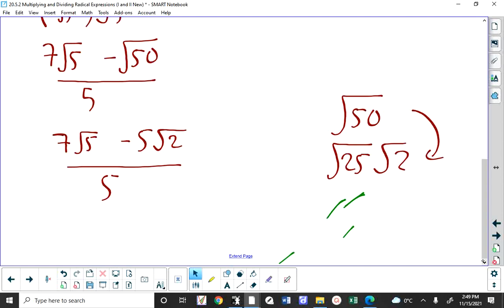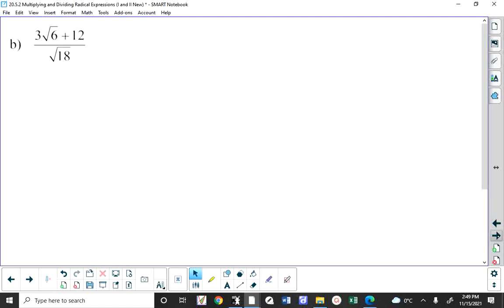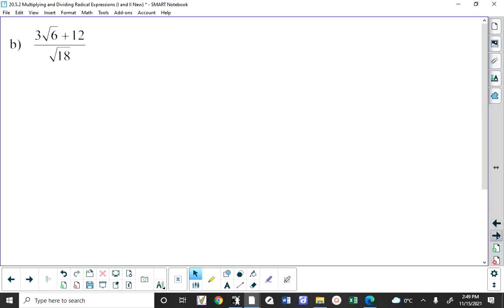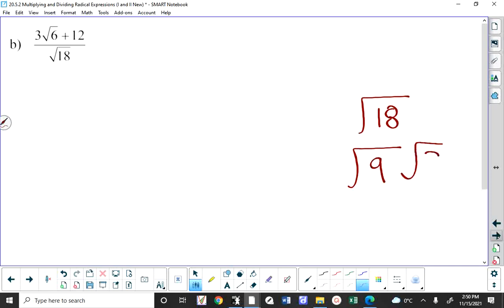One more example. 3 root 6 plus 12 all over root 18. By the way, if you decided to take this path on the right for question 3a, you'll get there. It'll still get you the right answer. Oh man, I see root 18. I'm thinking, let's simplify that first. I do not want to multiply top and bottom by root 18. Root 18 is 3 root 2, I believe. Root 9 root 2, which is 3 root 2.